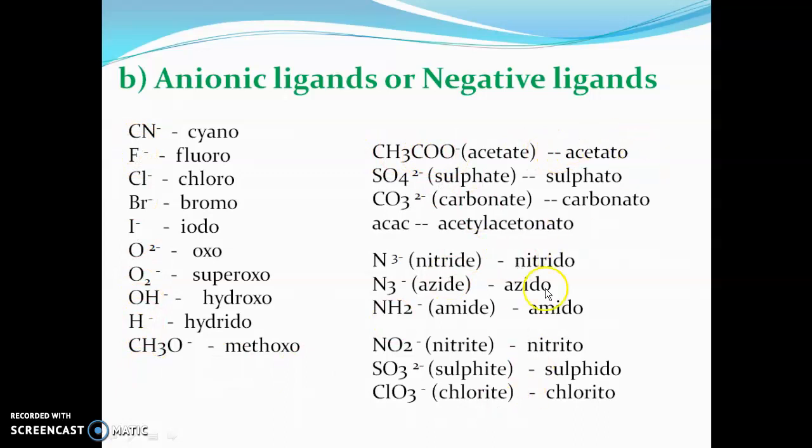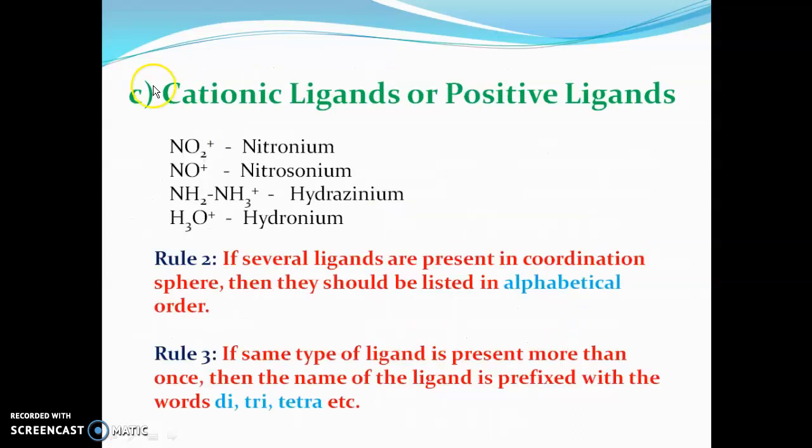Okay. Certain other examples are given here. The acetate ion's name is changed to acetato. Sulfate ion, when it functions as a ligand, its name is changed to sulfato. Carbonate ion, as a ligand, is named carbonato, and so on. This is the list of cationic ligands, and we learnt the name of a cationic ligand must end with ium. NO2 plus is given the name nitronium, NO plus nitrosonium, hydrazinium, hydronium, etc.